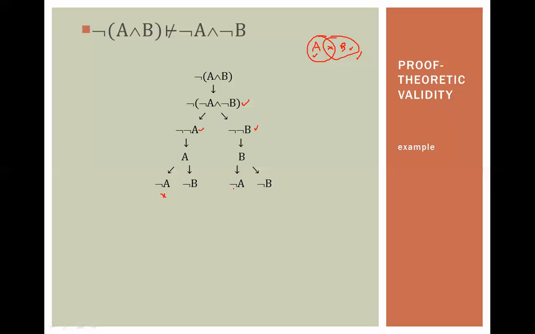The next one, B and not A, this one is also open. That's the only two you have. You don't have an A or a not A. That's how they close. Remember, you have to have something of this form, B, not B, to close. So these two are open. That shows that this does not entail this over here.